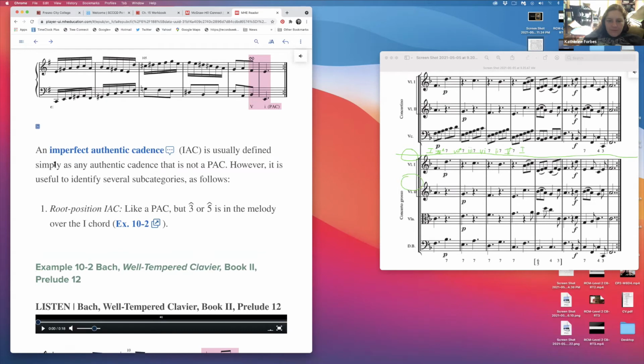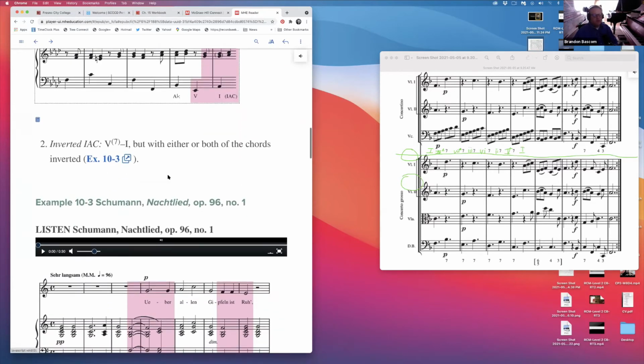You all are missing the IAC. 5-1, but scale degree 3. 1 and 5 are inverted, right? Scale degree 3 or 5 is in the melody over the tonic triad. So it's an authentic cadence, just an imperfect authentic cadence, an IAC. Good.